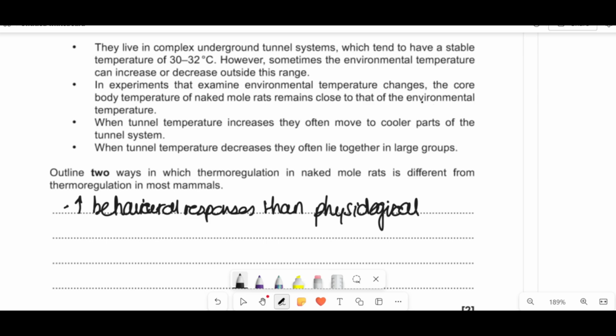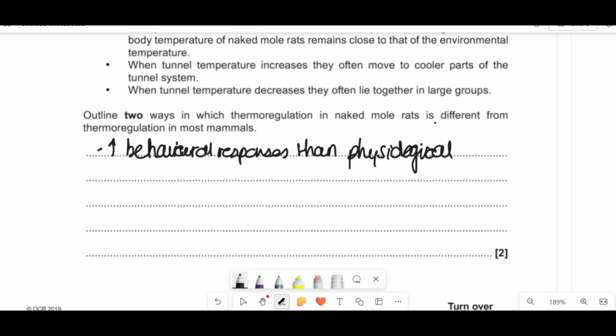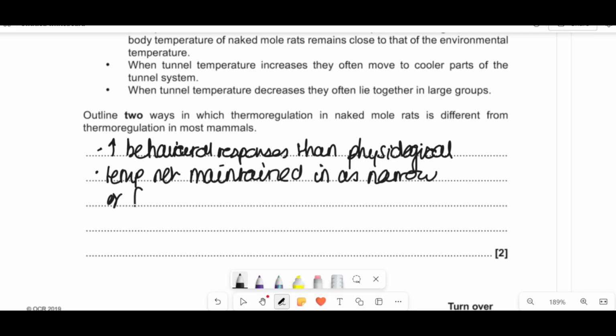And in this question, it's told you as well that this can remain close to that of the environmental temperatures. It's going out of this range, and the mole rats also have the temperature as well as outside of that range. Whereas humans, we need to keep ourselves at about 37 and maybe 37.5 degrees, right? So there's not a narrow range like we have, for example. So the temperature is not maintained in as narrow of a range compared to mammals. You can't just say naked mole rat temperature matches environment. That doesn't mean anything. It's comparing it to mammals.